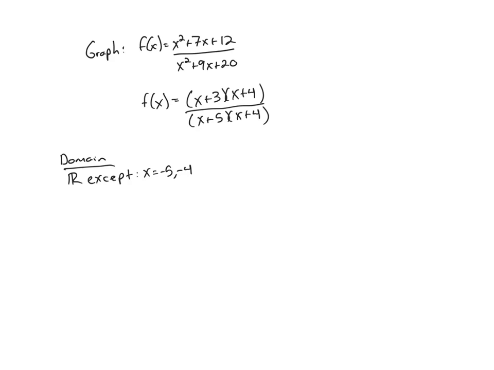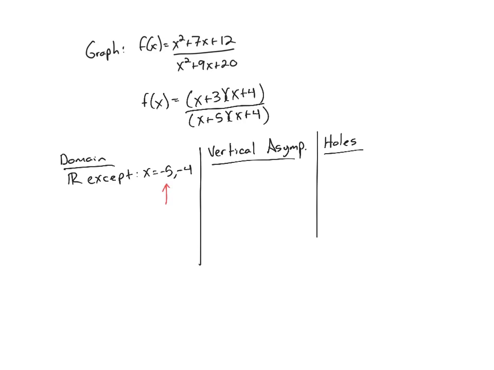All right, now that I know my domain is all real numbers except for -5 and -4, we have to figure out why there are exceptions to that domain. So what happens is we have parts of the graph called vertical asymptotes, and we have holes in the graph. Now to identify which is which, so we have two exceptions. We have -5 and -4.